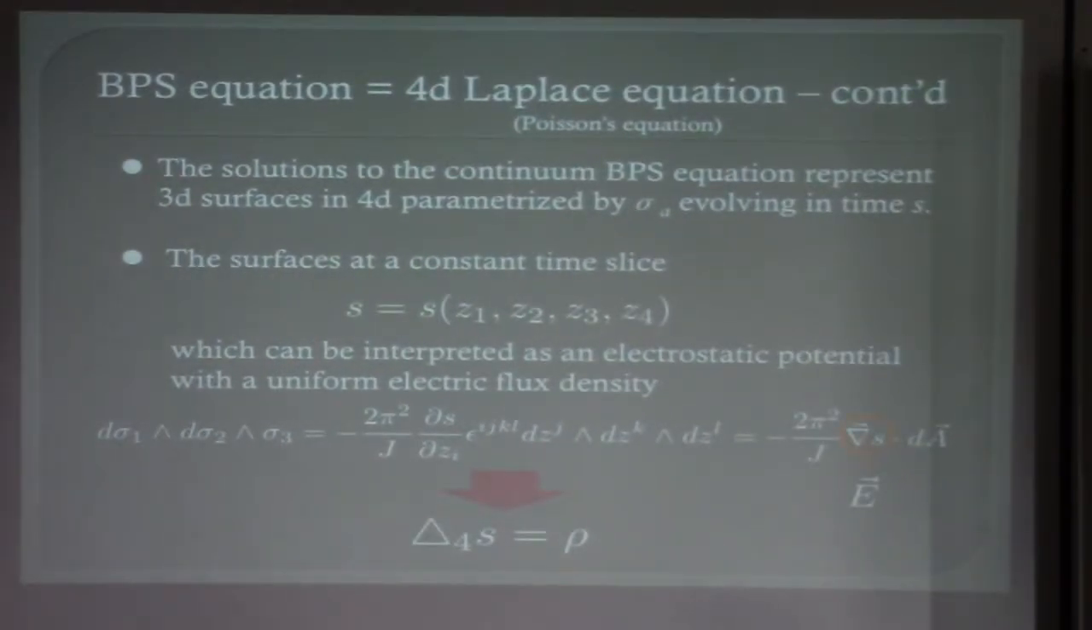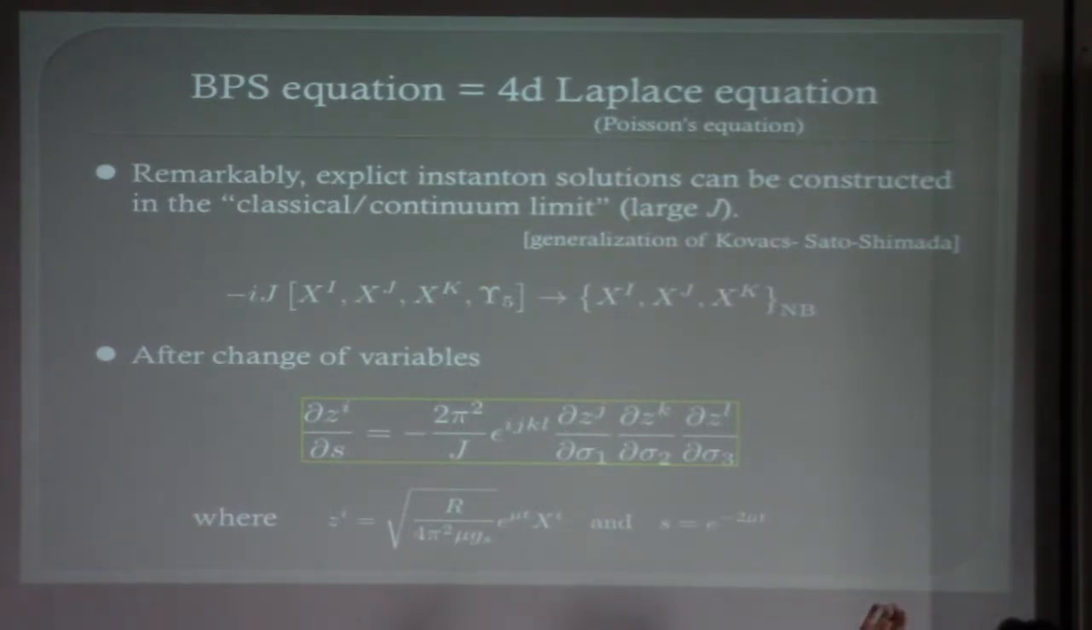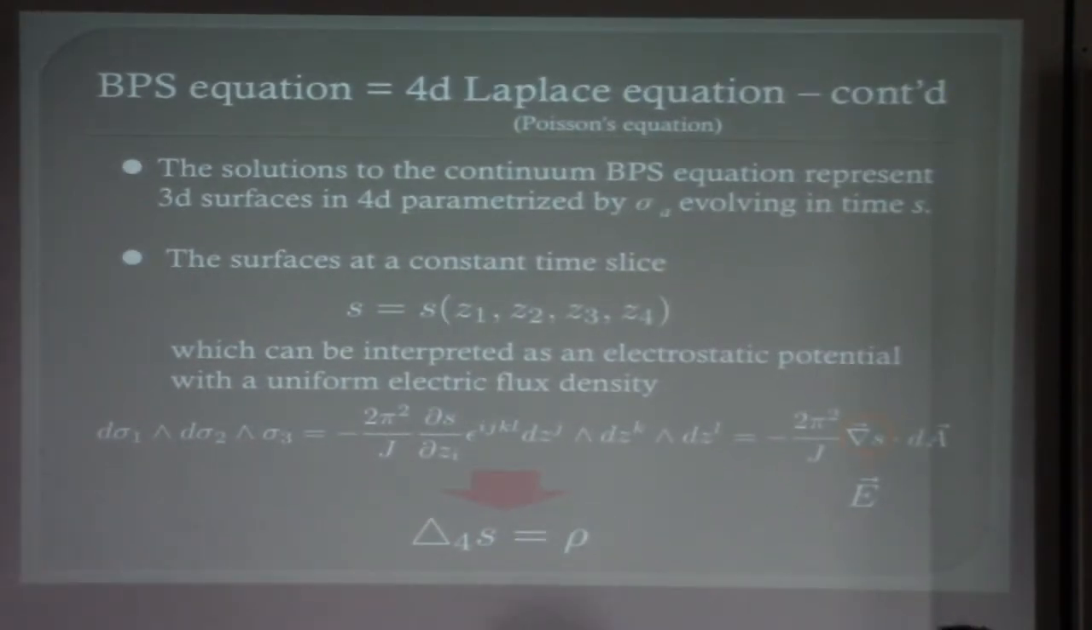The key to finding solutions is to notice that you can transform this equation into a Poisson equation. Here s is the time. Once you transform this equation into this Poisson equation, time becomes the electrostatic potential. We have these four coordinates, z1 to z4, and this is the Laplacian of these four coordinates. Once we map this BPS equation to this Poisson equation, we can find many different solutions.